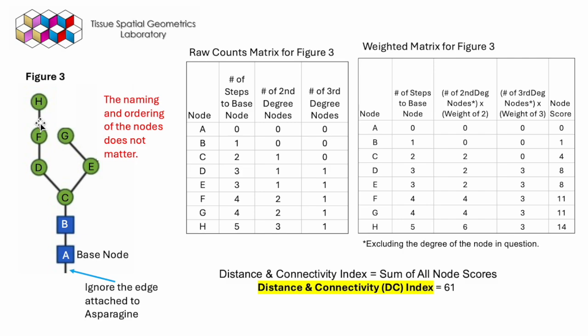In this case, its distance to the base node and the amount of connectivity within each node. In other words, we're not just translating an analog tree into text, which is just a re-representation of the information; we digitize in a way that encompasses spatial information. As proof of principle, we want to apply the DC index on a system of glycans that were related and that increased in complexity.